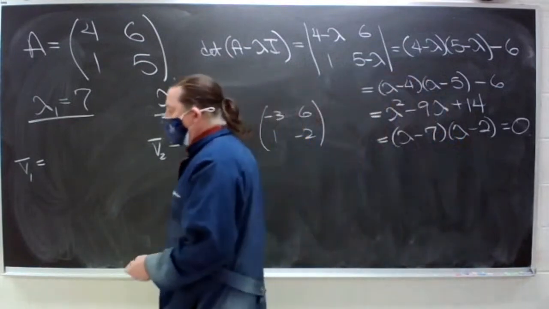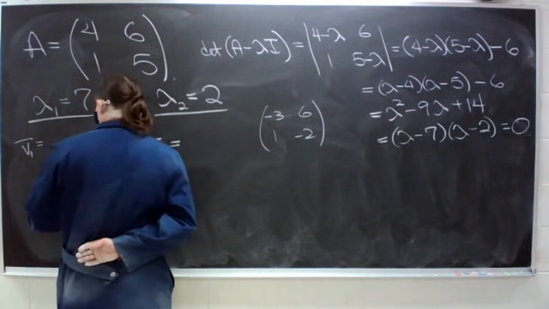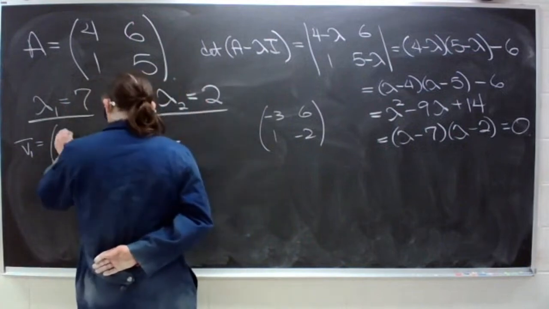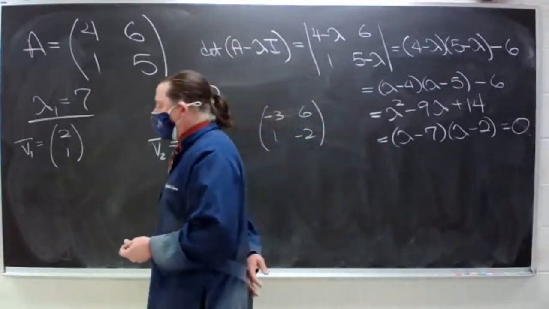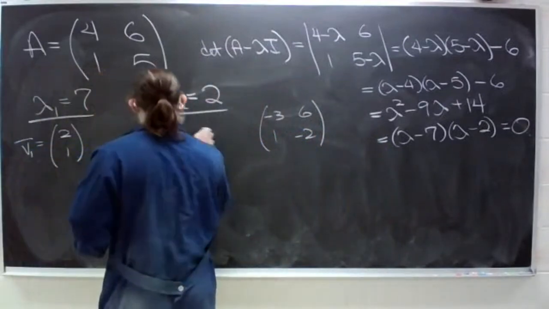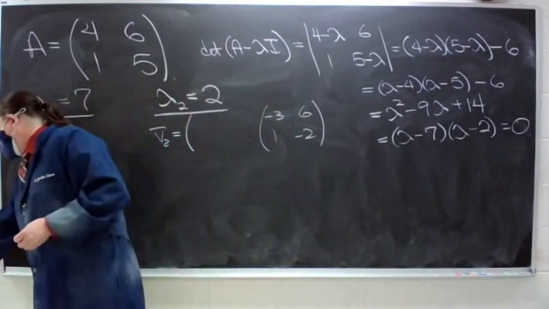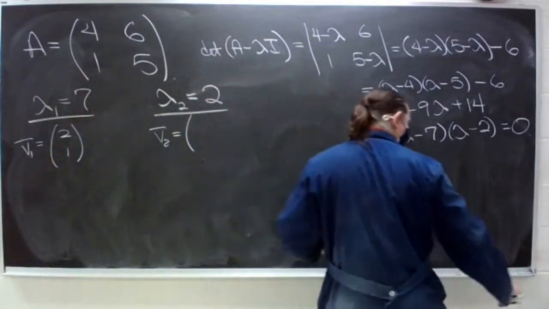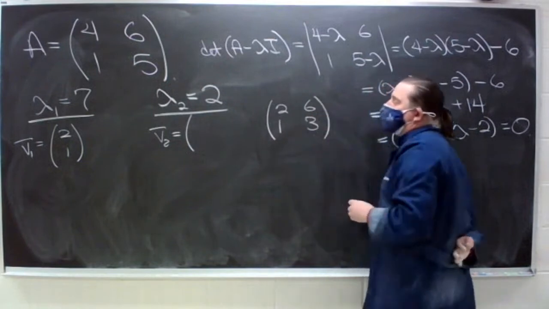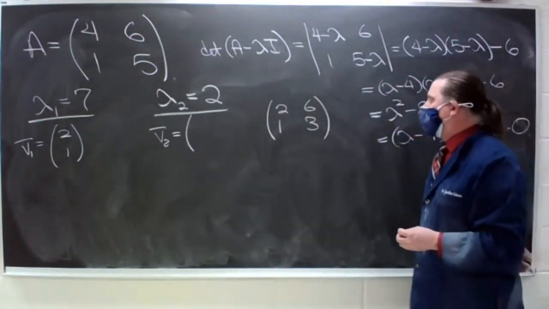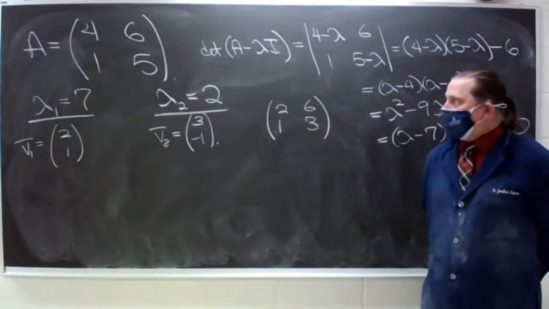Now, I find it easier when working by hand to use vectors with integer components. So I'm going to choose 2, 1. That will span the eigenspace associated with lambda equals 7. What about lambda equals 2? Well, I'll subtract 2 times the identity from matrix A. Clearly, 3, -1 will work as an eigenvector associated with lambda equals 2.